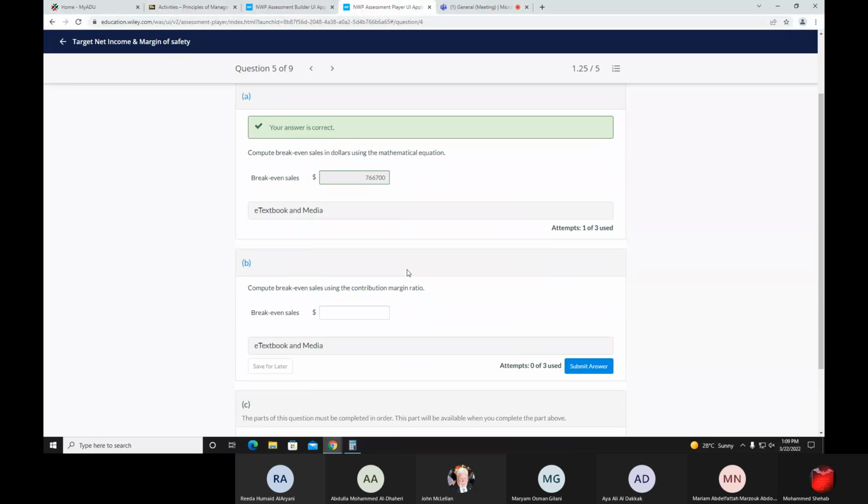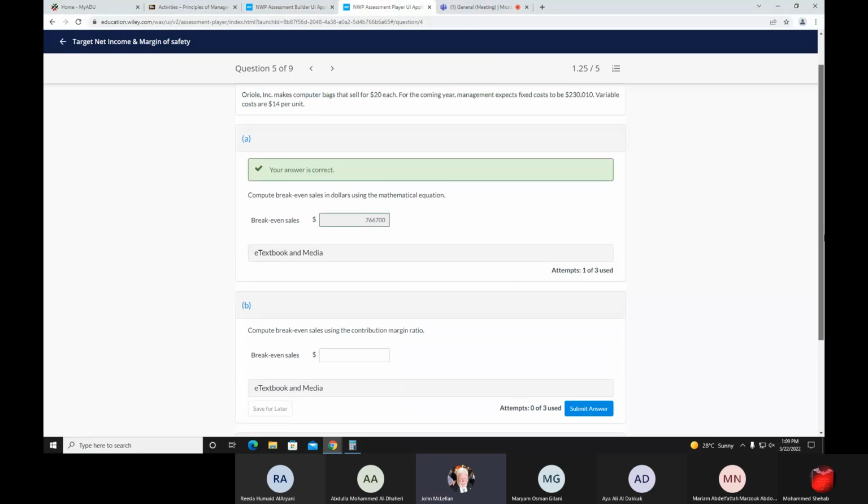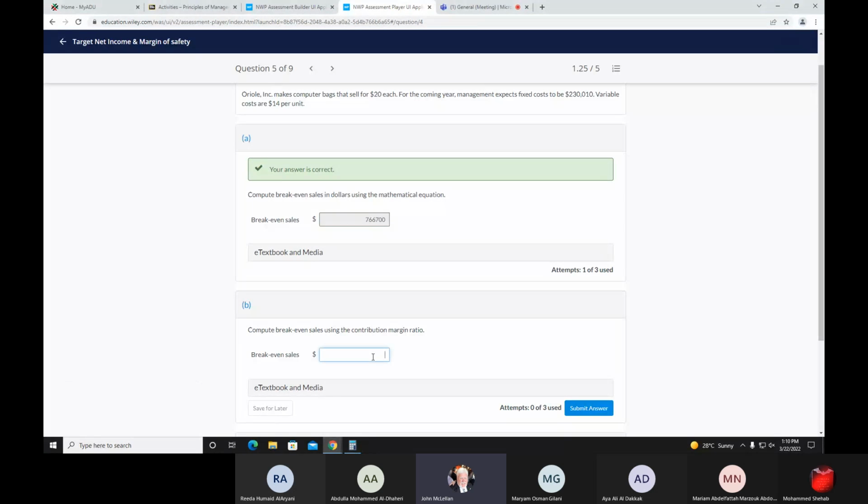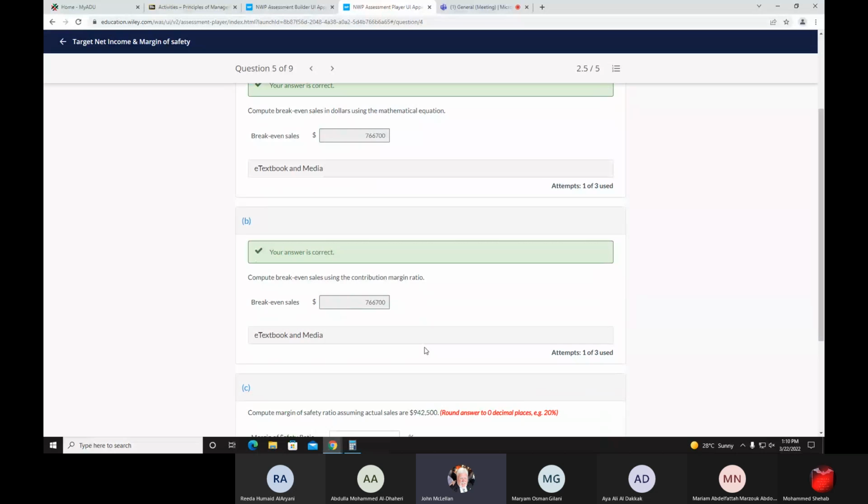Good. So they want now to compute the break even in sales using the contribution margin ratio. What do I mean by that? Compute break even in sales using the contribution margin ratio. You just did that. Same thing, so put it down there. Okay, let's see what they're doing. What do they want here?